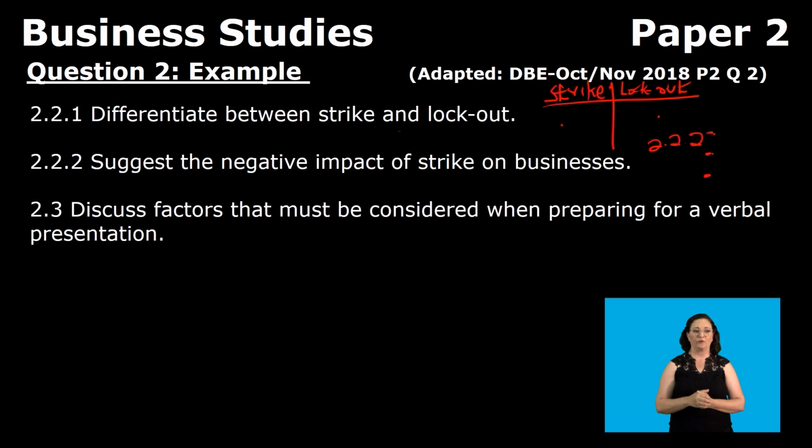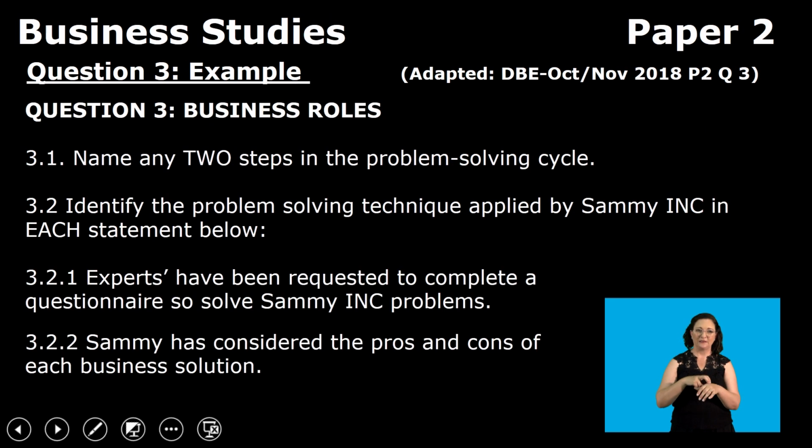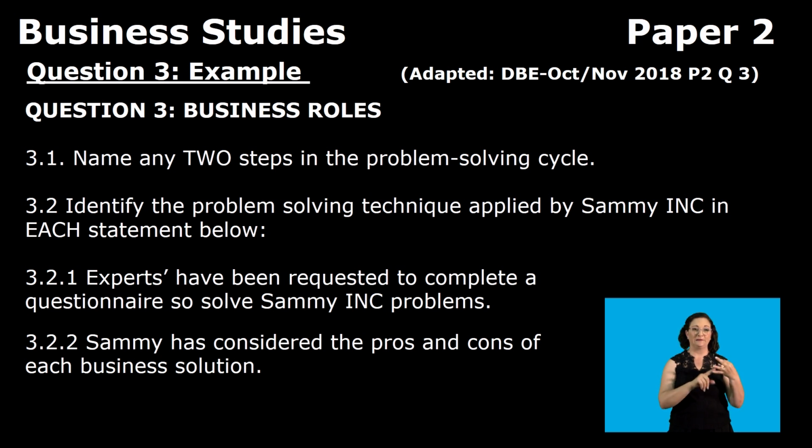And then 2.3, discuss the factors that must be considered when preparing for a verbal presentation. I hope you can see that now the level of questioning has changed. Now it's no longer your list, it's no longer like your section A, it's section B. It's more the direct and indirect questions. So when you're discussing, definitely you also have to write in full sentences. Then when you move on to question 3, we've got our business roles. Remember business roles, there's 3 topics under this topic.